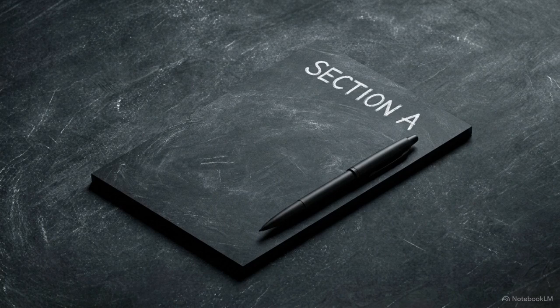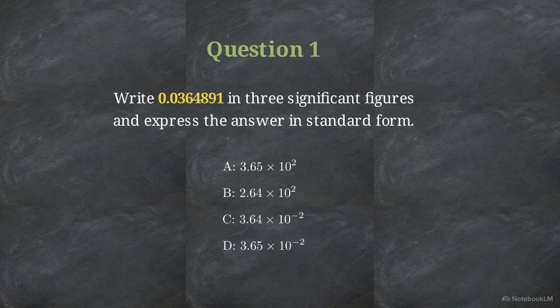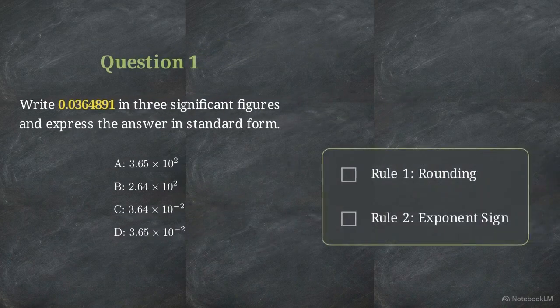You open your WAEC 2025 mathematics exam, and question 1 is the first problem you encounter. The whiteboard shows the specific prompt. Write 0.0364891 in 3 significant figures and express the answer in standard form. 4 possible answers are listed below.